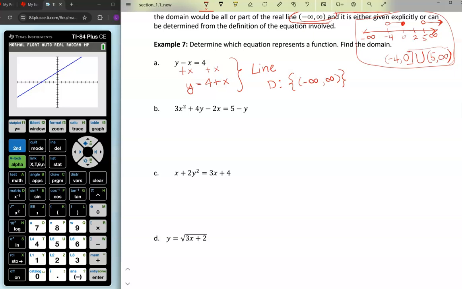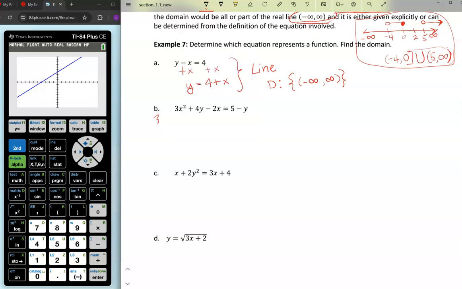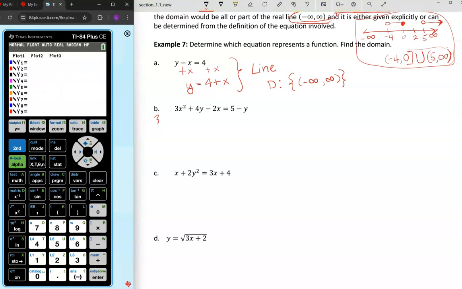Done. Life is good. Okay, so on B, I'm going to solve it algebraically just because I like to do that. And it's been a while since some of you have done this. You might need a little bit of a reminder of what to do with an equation like this. And then we're going to take a look at the graph. So let's clear this guy out.